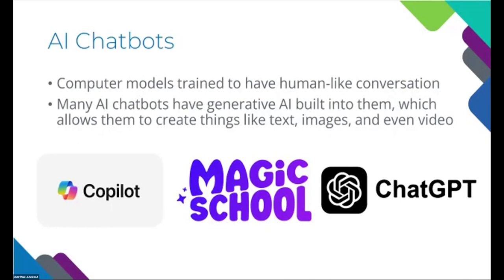ChatGPT is obviously probably the most familiar one to most people. We hear that in the news and media most frequently. And then Magic School is one I want to introduce to you as well. Magic School is an AI chatbot or AI generative website specifically aimed for use in the classroom for educators. So I'm going to jump back and forth and give examples in a couple different software, just so you can see how we do some of these different things.